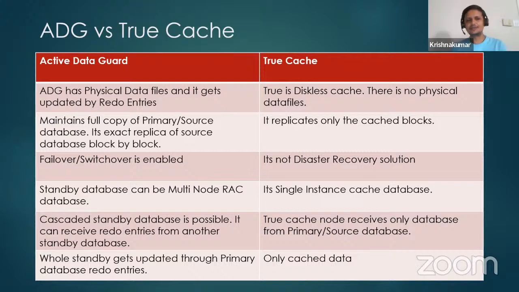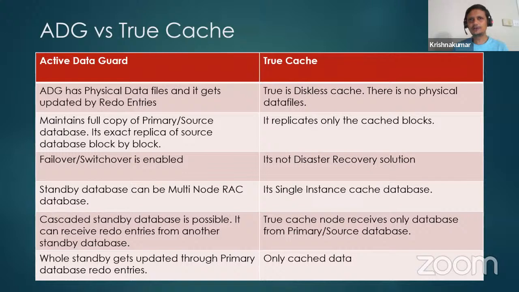So I'll list out the common differences between Active Data Guard and TrueCache. Active Data Guard has the physical data files and maintains the full database, so block by block the data will be the same between the primary and standby database. TrueCache is diskless. It will have only the portion of data which is required for the application. And it synchronizes automatically by receiving the redo, so it is up to date with the source database.